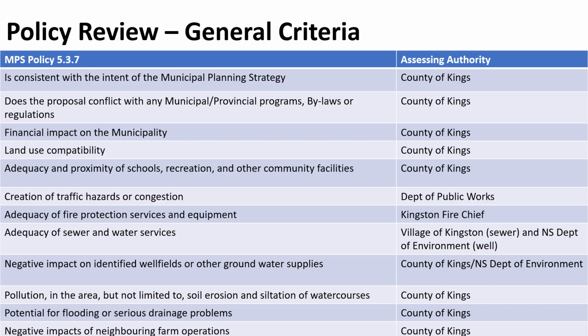So this is the general criteria. As part of the policy review, staff reviewed the application against policy 5.3.7 of the municipal planning strategy. Council has established this criteria to ensure that a proposal is appropriate and consistent with the strategy. The following table outlines who the assessing authority for each criteria piece is specific to this application.